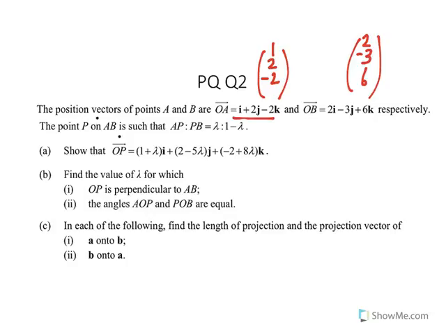the x component 1 plus lambda, the y component 2 minus 5 lambda, the z component negative 2 plus 8 lambda. The clue we have is that the point P on AB is such that the ratio AP to PB is equal to lambda to 1 minus lambda. When you see a ratio, what comes to your mind? You can think about the ratio theorem. The ratio theorem can help you solve part A. We know that AP is to PB as lambda is to 1 minus lambda.